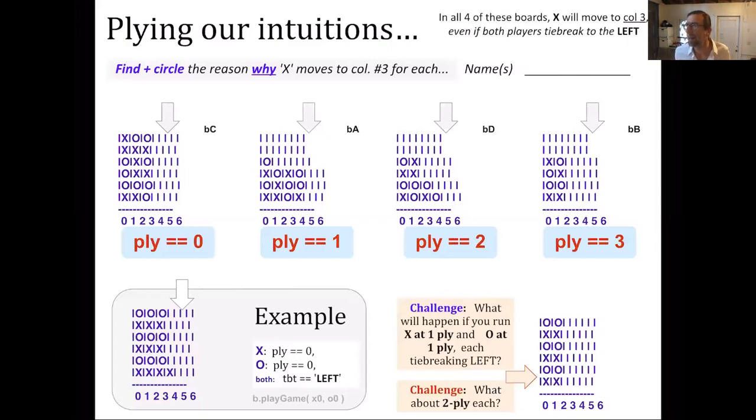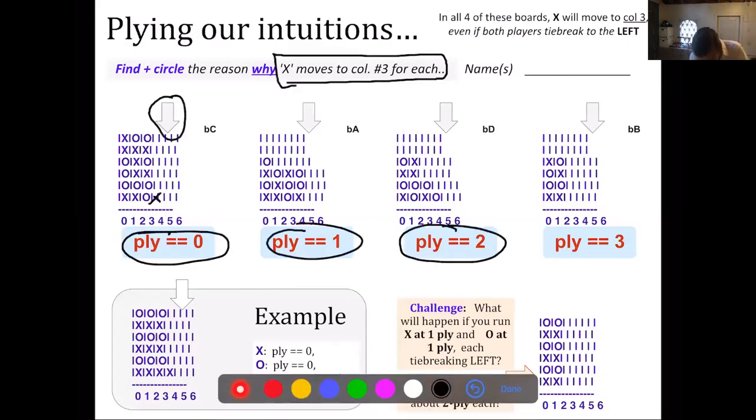It looks like X moving in column three is really stupid because then it would move here and then O would move there. But it's not looking ahead at all. It's not seeing the move that O will make one move ahead. It's only looking zero moves ahead. And if you're only looking zero moves ahead, then all four of these columns are equally good.